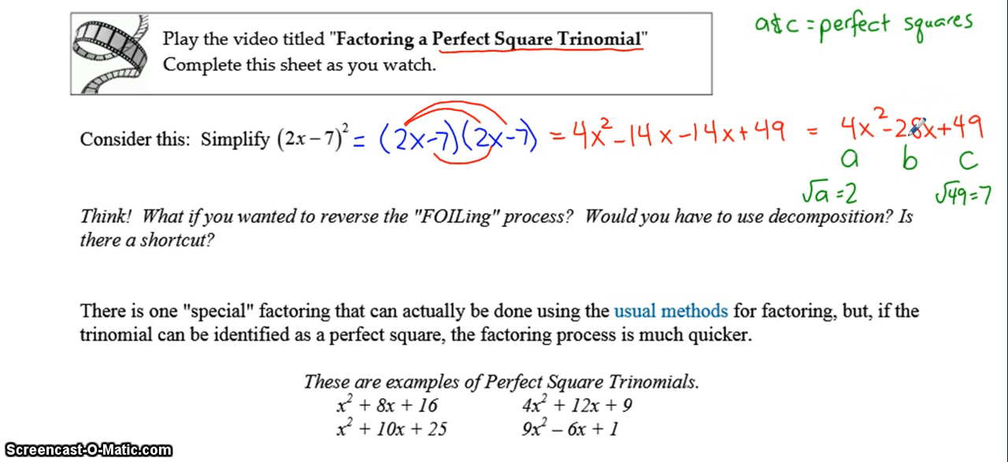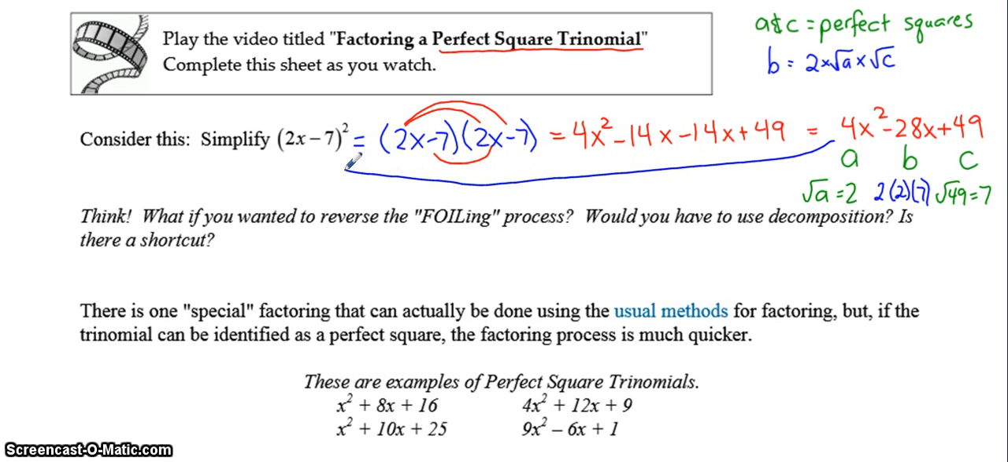And then if you look at the middle number, if you take 2 and multiply it by the square root of a and multiply it by the square root of c, 2 times 2 times 7 is 28, which equals the b value. The sign is irrelevant. So b is equal to 2 times the square root of a times the square root of c. That is a perfect square trinomial. And we can go from this question to the answer.